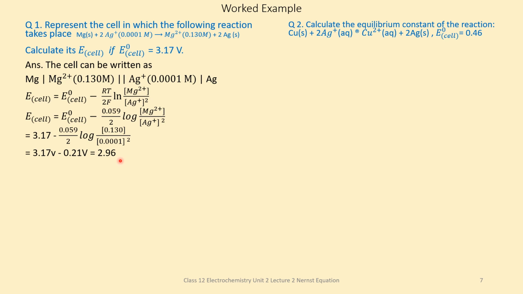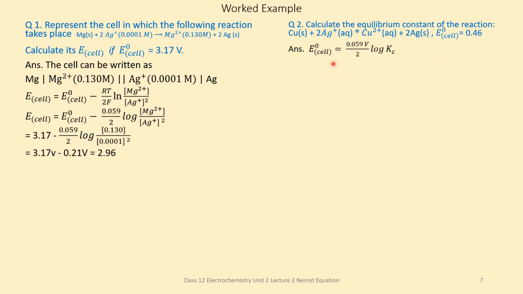Next question. Calculate the equilibrium constant of the reaction Cu(s) combining with 2Ag+ aqueous to give Cu2+ aqueous plus 2Ag(s), and it is also given as E0 cell is equal to 0.46 volts. So I will read the question once again. Calculate the equilibrium constant of the reaction: Cu combines with 2Ag+ to form Cu2+ and 2Ag, and E0 of cell is given as 0.46.